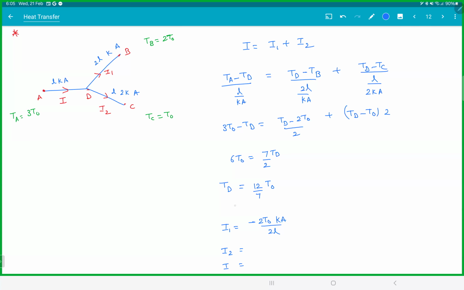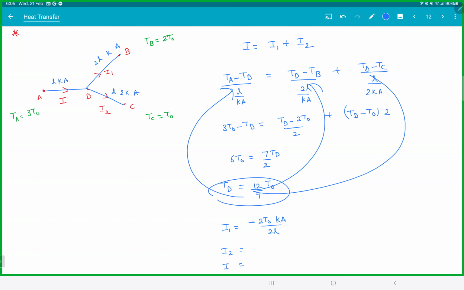Yeah, you just need to take TD here. If you put it in this, you get I1. Put this, you'll get I2. Put this, you get I2. I1, I2, that is the heat flowing in each rod.